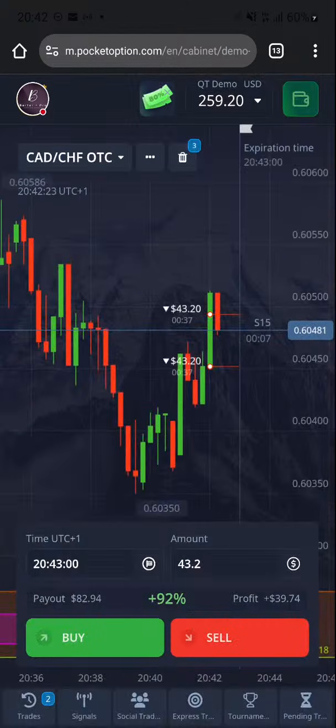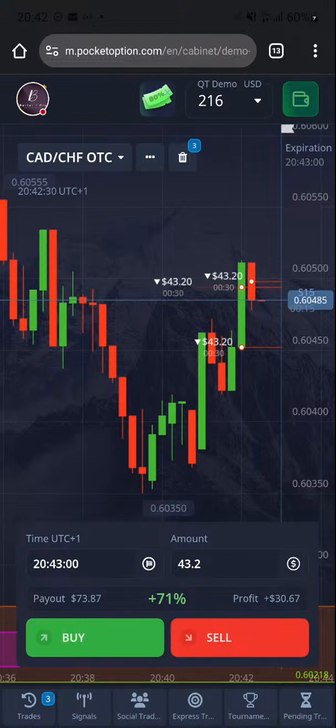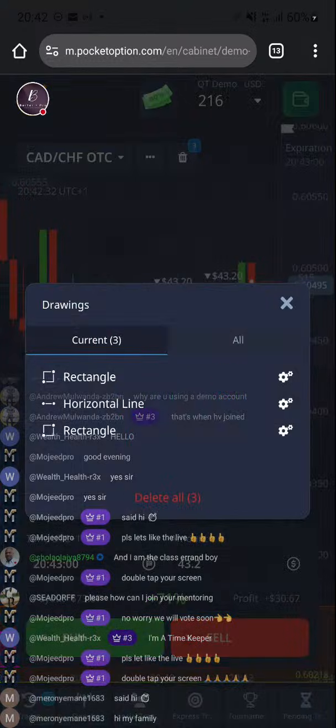I'm expecting a red candle here. Okay, we have a supply area above this round number. Let me take one more here. I'm expecting this pullback. We have a supply here.